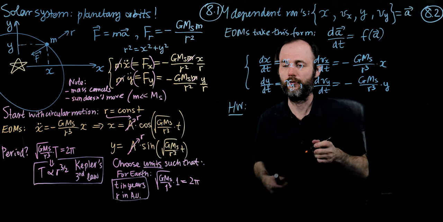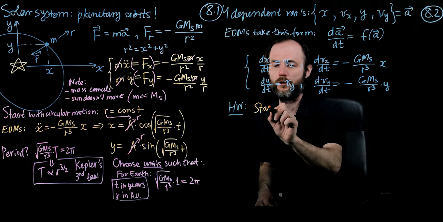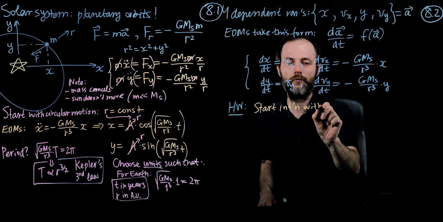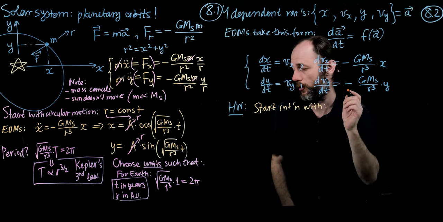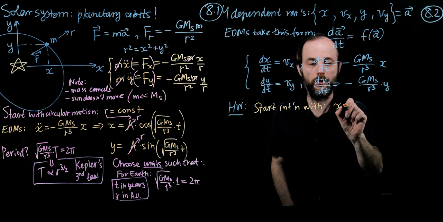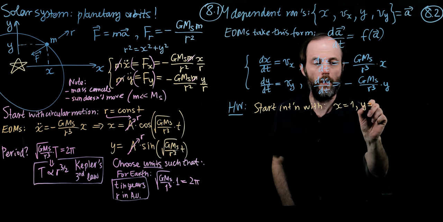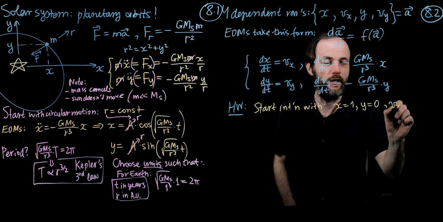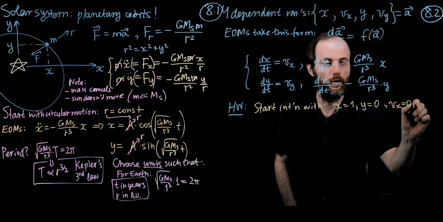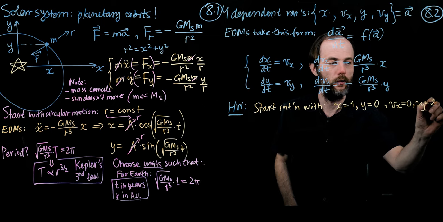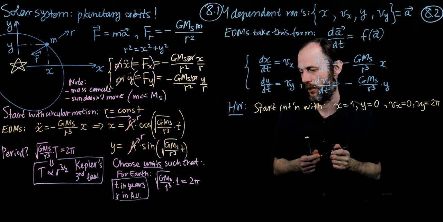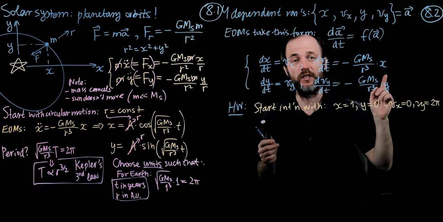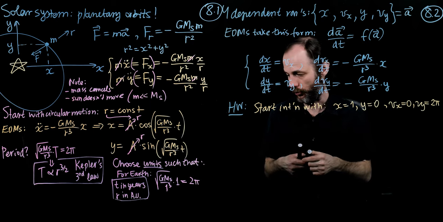Let's choose a different color for fun. We're going to start integration with the following initial conditions. We're going to pick x equals 1, y equals 0, and we're going to pick vx equals 0 and vy equals 2 pi. Why do we do that? Well, because the expectation is that in this case, we're going to get a circular orbit.